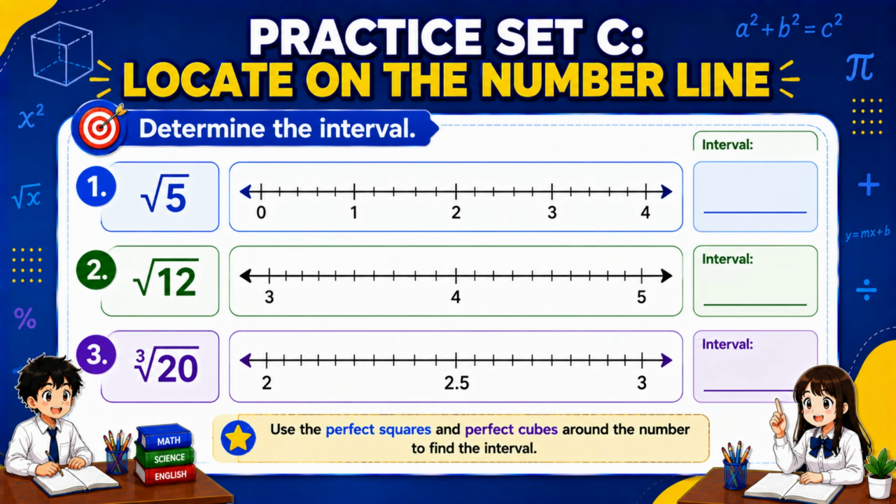Compare the number under the radical with nearby perfect squares or perfect cubes. This immediately tells us the interval where the irrational number belongs.